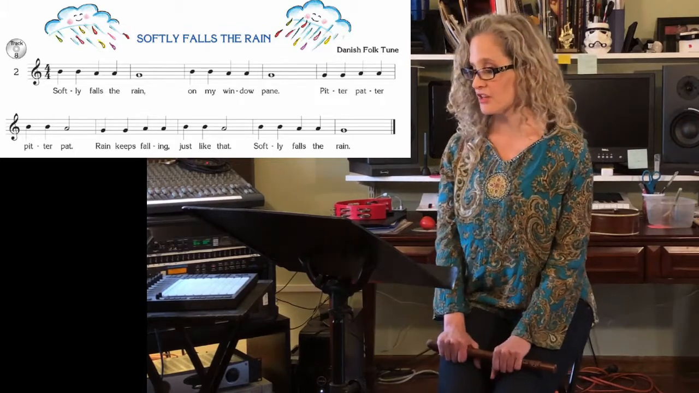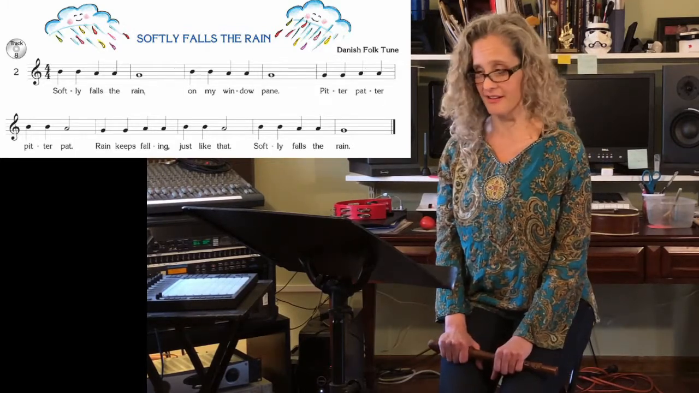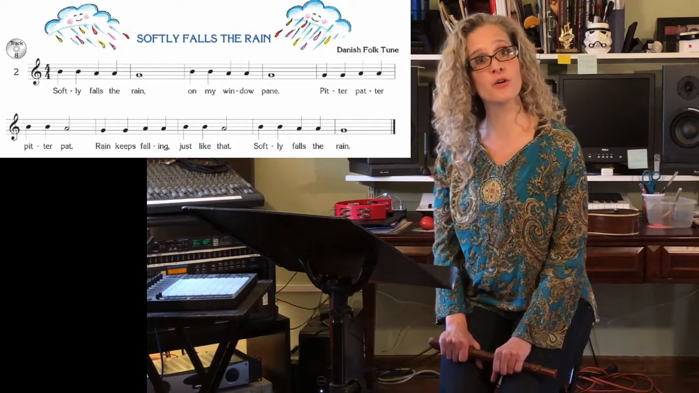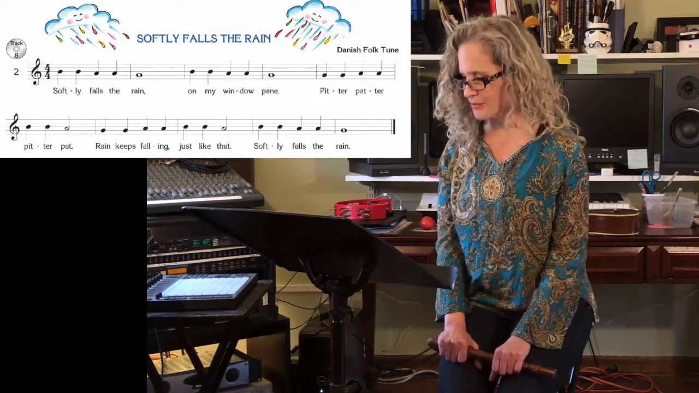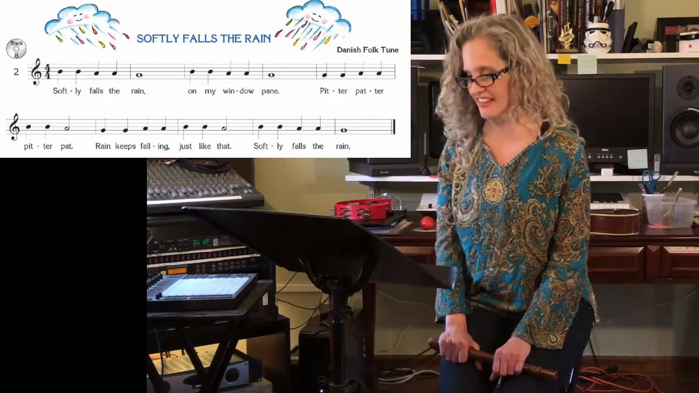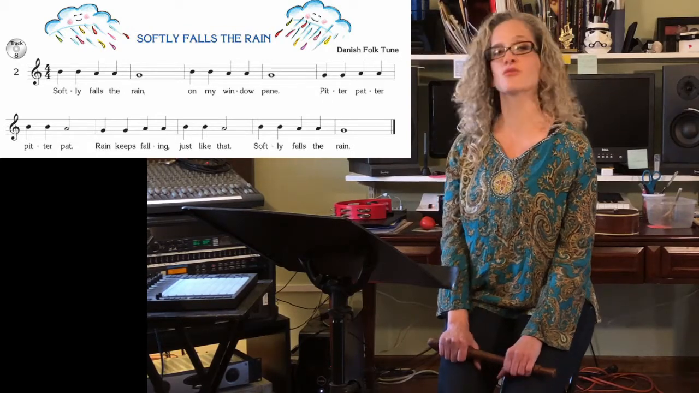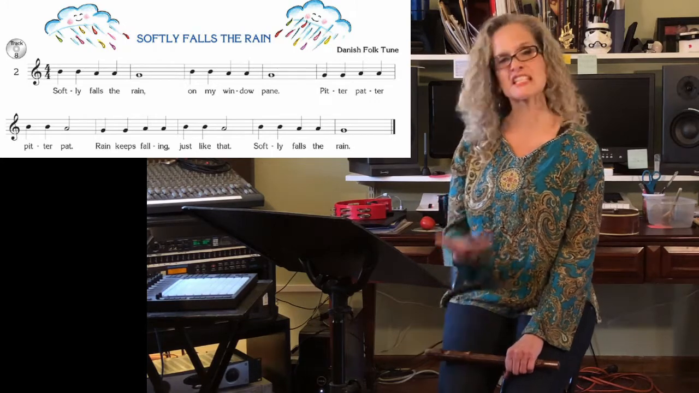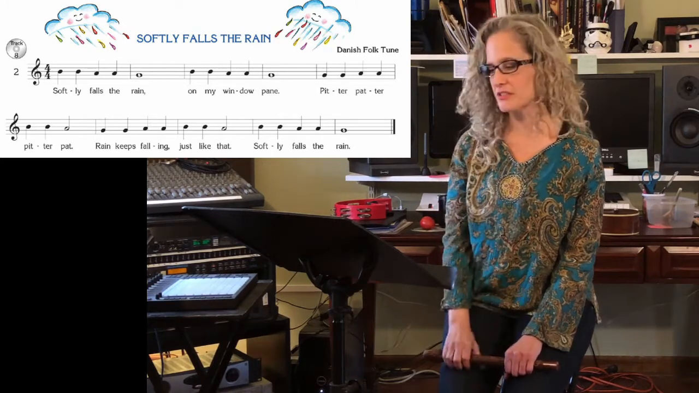Here we go. Softly falls the rain on my window pane. Pitter, patter, pat, rain keeps falling just like that. Softly falls the rain.